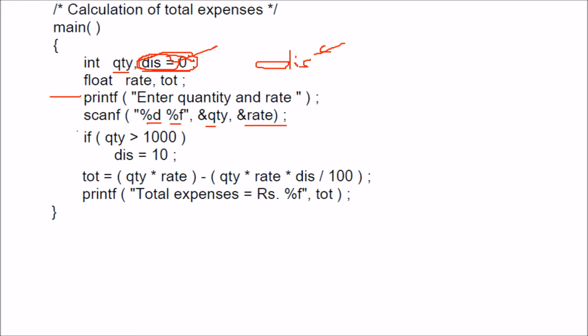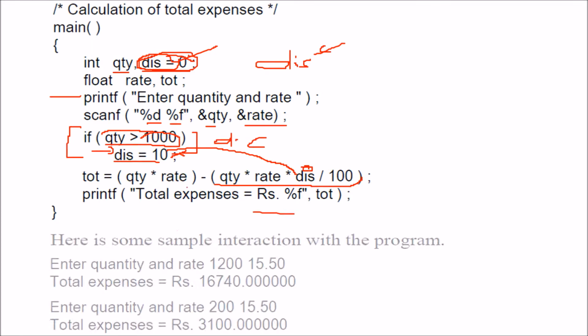Now what is happening here is very important. This is our decision control. If quantity is greater than 1000, you give a discount equal to 10. If quantity is not greater than 1000, you don't give any discount. This line will never execute. If this condition fails, this will be 0, so this part eventually will be of no use because it will be 0. Otherwise, if the quantity is actually greater than 1000, then 10 will come here and you will get a discount of 10%. Then you print out the result.